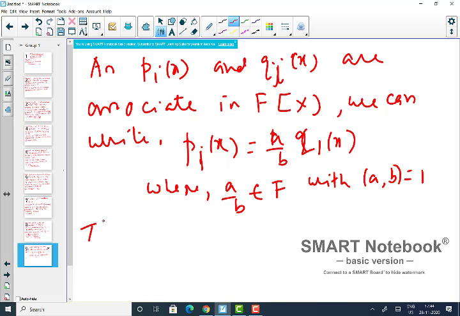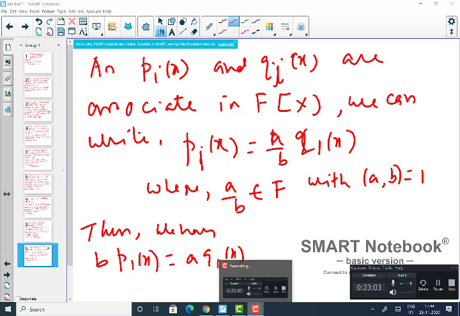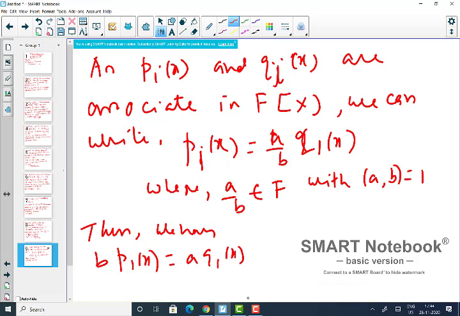So from this we have that b times p1 of x equals a times q1 of x. This one is not the important thing, because this is true for any q2, q3, qn. If you can understand it for one, you can understand it for everything, right? So b p1 of x equals a q1 of x, and then you find out the content of this polynomial.